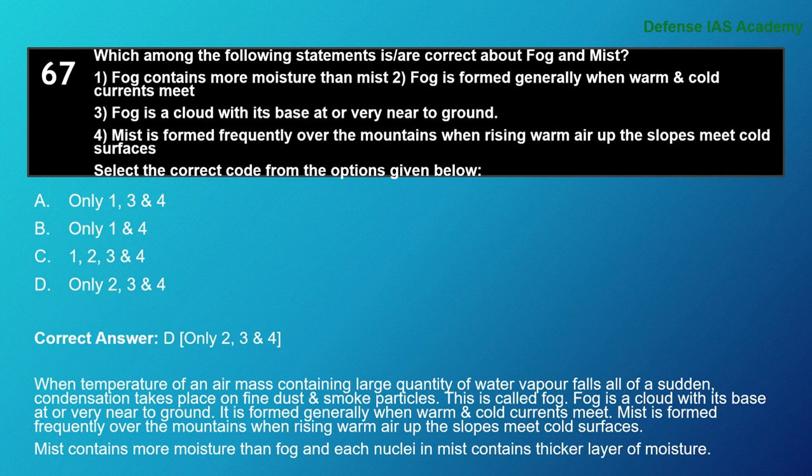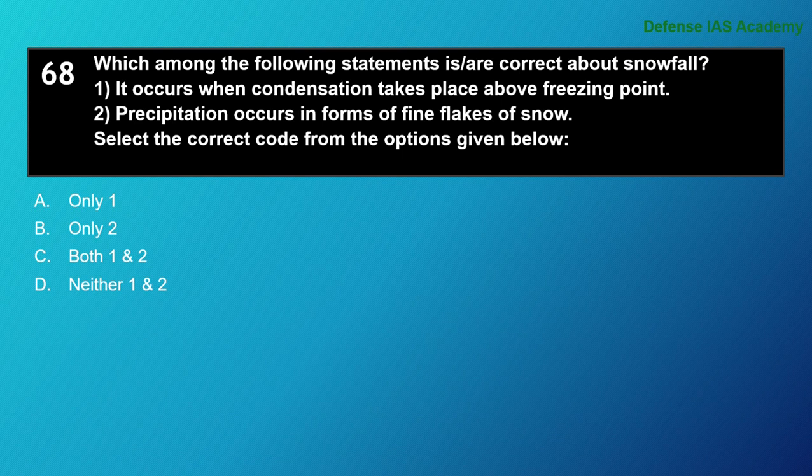When the temperature of an air mass containing a large quantity of water vapor falls all of a sudden, condensation takes place on fine dust and smoke particles. This is called fog. Fog is a cloud with its base at or very near to the ground. It is formed generally when warm and cold currents meet. What is mist now? Mist is formed frequently over the mountains when rising warm air up the slopes meets the cold surfaces. Mist contains more moisture than fog, and each nucleus in mist contains a thicker layer of moisture.